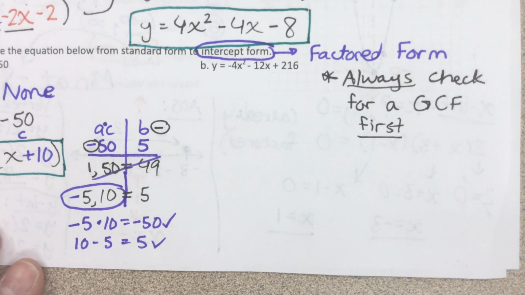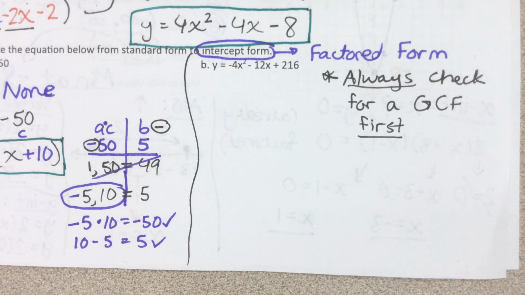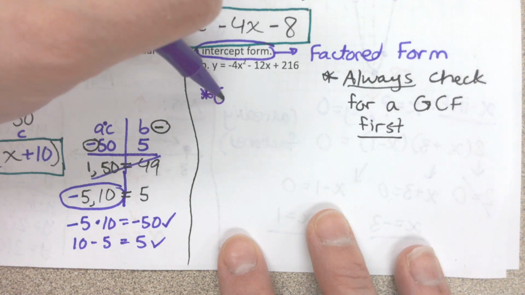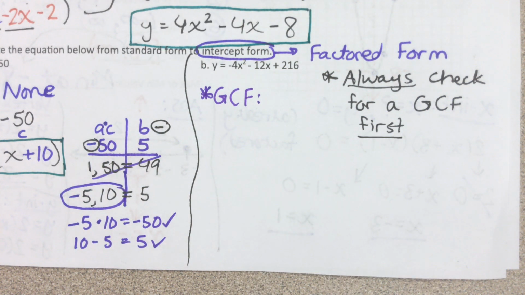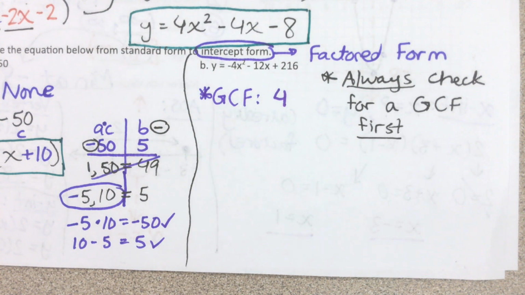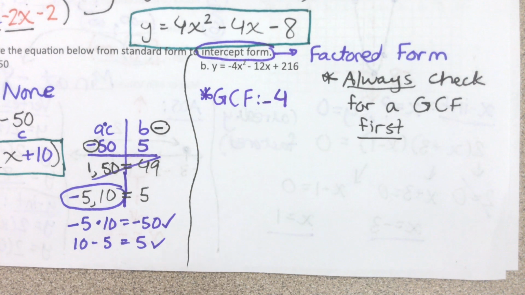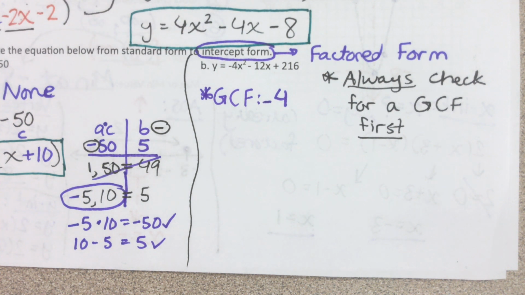B. Negative 4x squared minus 12x plus 216. First thing you do is look for that GCF, even if you don't have one. You always have to check. 4, and we can do something else. Negative 4. We never, ever, ever want a negative in front of that x squared. That makes our lives complicated. So anytime there's a negative in front of the x squared, I'm pulling it out. So even if it's just a negative 1, I'm taking it out. It's gone. So this time it was a negative 4. We're pulling out negative 4. We can divide 12 and 216 by 4 as well. So that is our GCF.